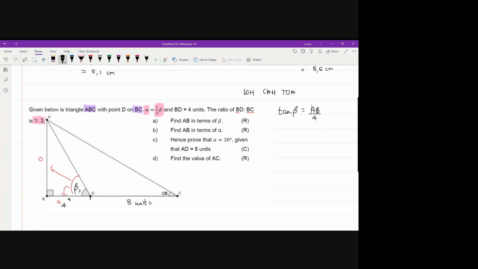Now I want AB on its own, so I'm going to cross multiply. So I'm going to end up with 4 tan beta is equal to AB. Are we all seeing how the answer for AB has beta in it? Thumbs up. Is everybody okay with how this is done? Yes, that's it, Emmanuel. Lovely. Okay, cool stuff. And that's how we do it.